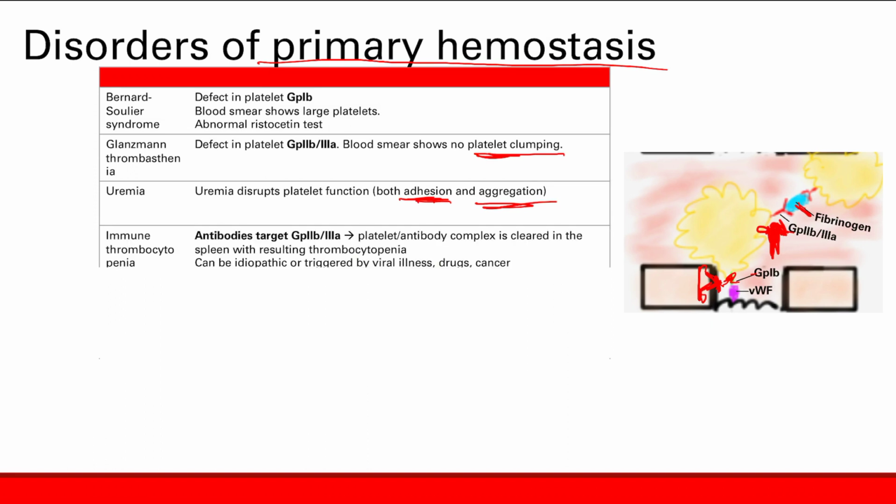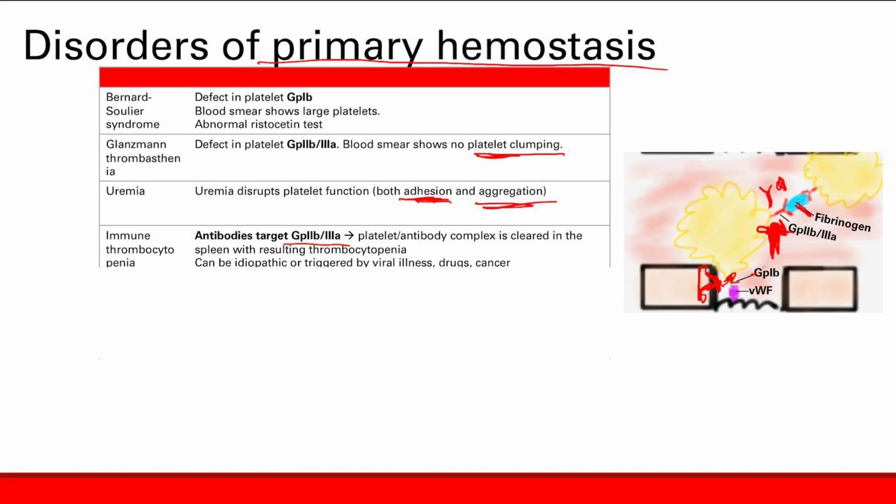Okay, next is immune thrombocytopenia. As you can tell from the name, it's immune and it's low platelets. Okay, so you get antibodies targeting the GP2B3A receptors, and you're going to get these antibodies here, and now you're going to get a platelet antibody complex, and it's going to get cleared by the spleen. You get thrombocytopenia, fancy word for low platelets. Etiologies can either be idiopathic or triggered by viral illness, drugs, or cancer, which can trigger immune thrombocytopenia.